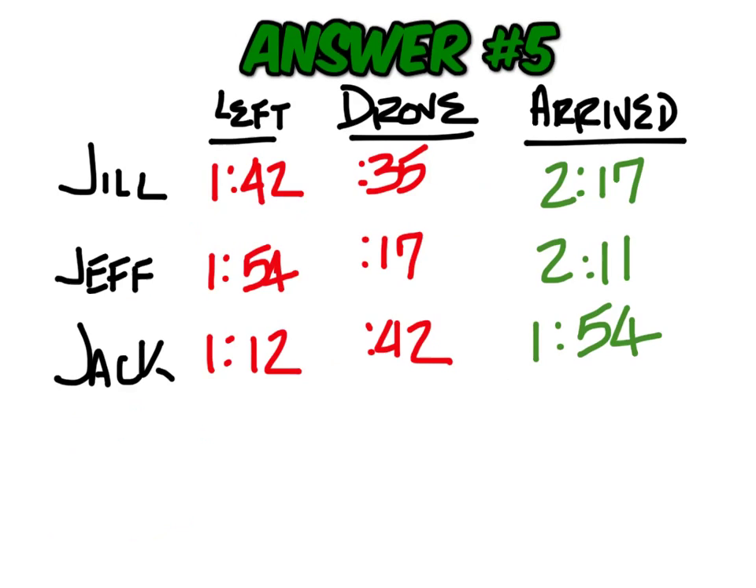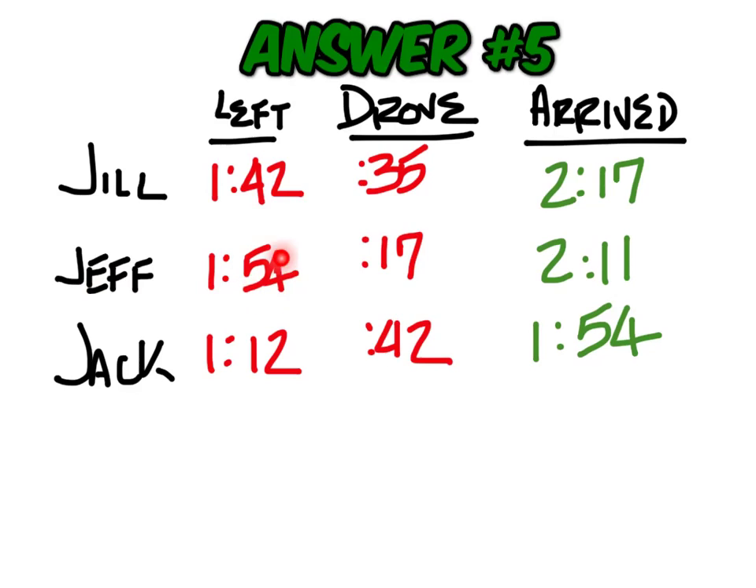And for answer number 5 here, Jill left at 1:42 and it took her 35 minutes to drive. How many minutes away am I from 1:42 p.m. to 2 p.m.? How many minutes is that? 18 minutes. So take away 18 minutes from 35, and that's what's left over to go beyond 2 p.m. So she arrived at 2:17 p.m.